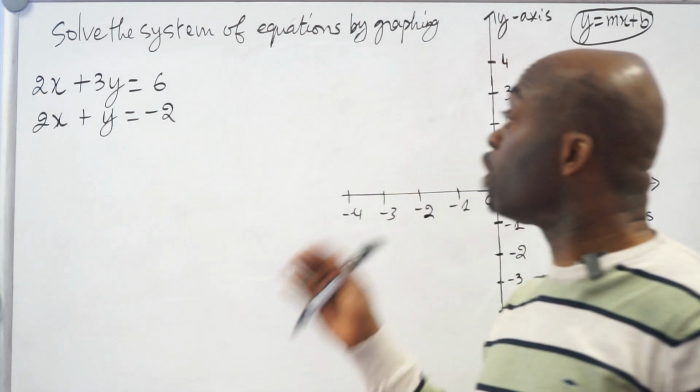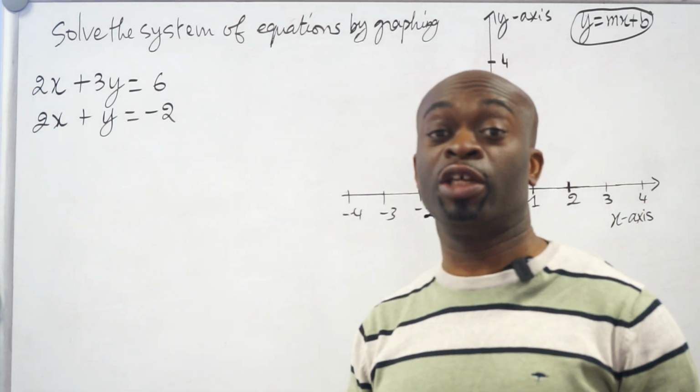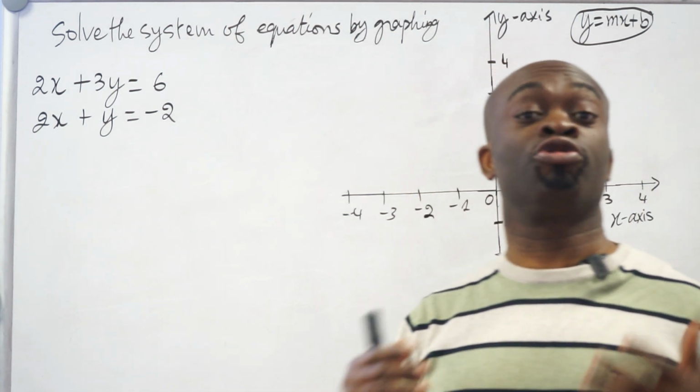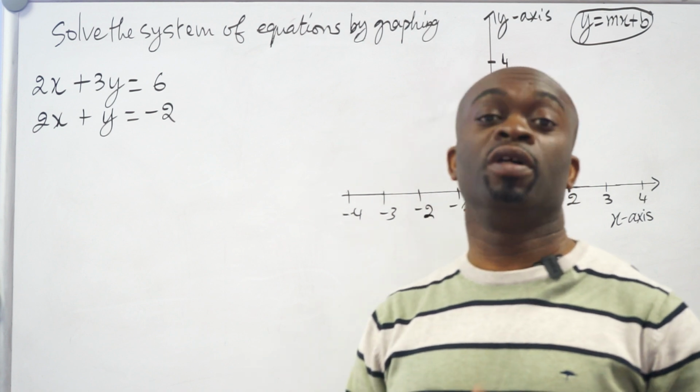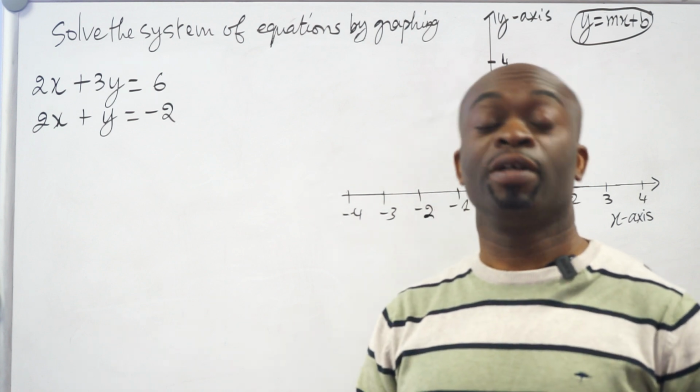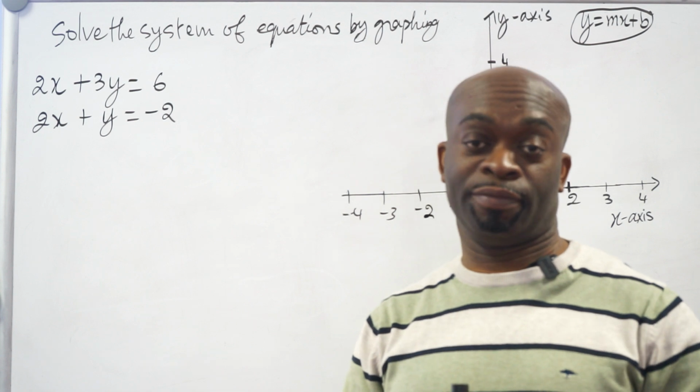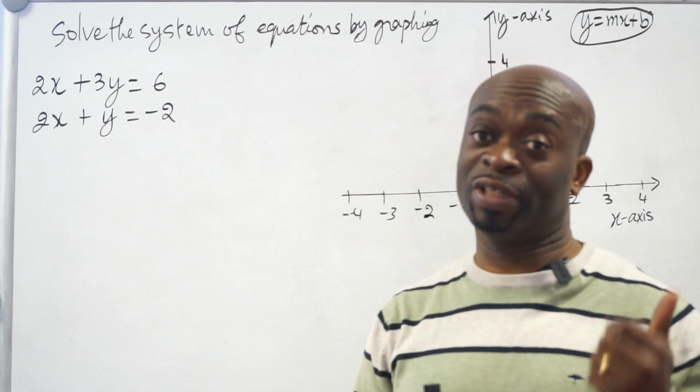Ladies and gentlemen, so we're solving a system of equations by graphing again over here. So that means, when you're graphing, you can either end up with two lines where the two lines are going to meet somewhere, and that'll be your solution. So that's one case.